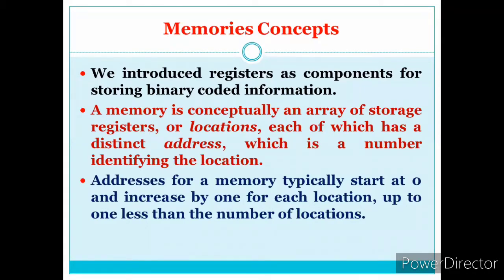Now, this is the most important thing: an address is assigned to each location, and it should be different for each. Next, addresses of a memory typically start from 0 and increase by 1 for each location up to 1 less than the number of locations.